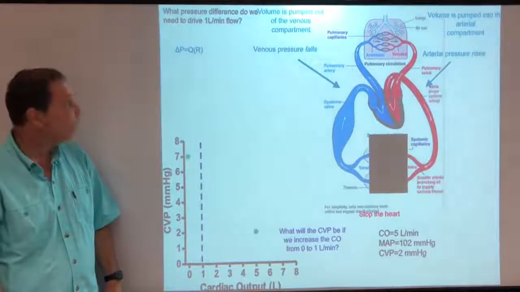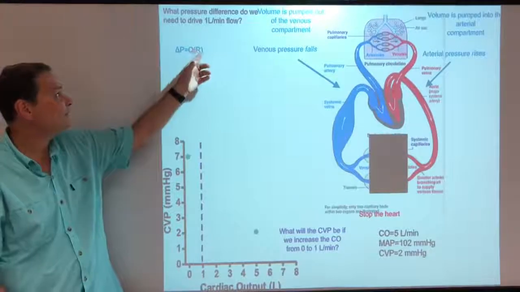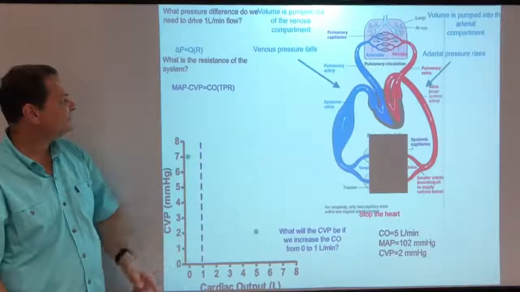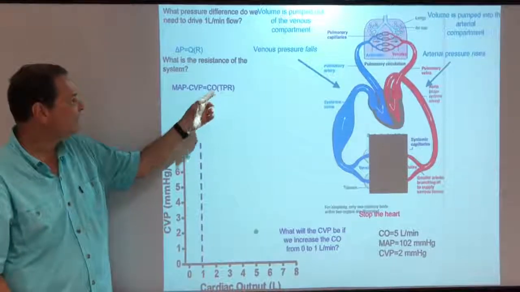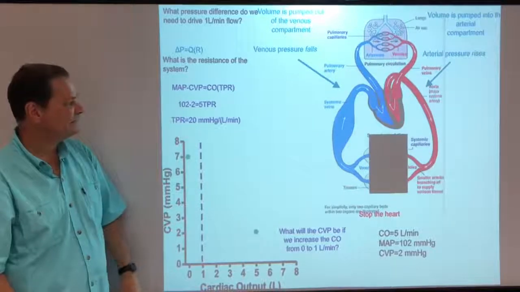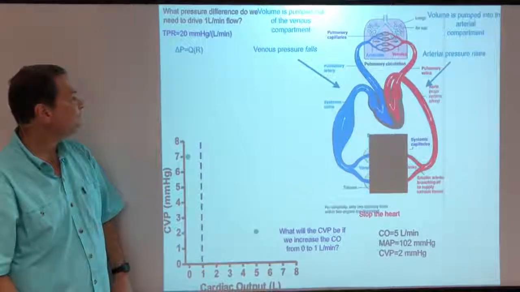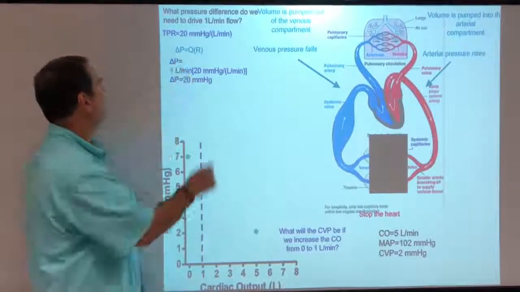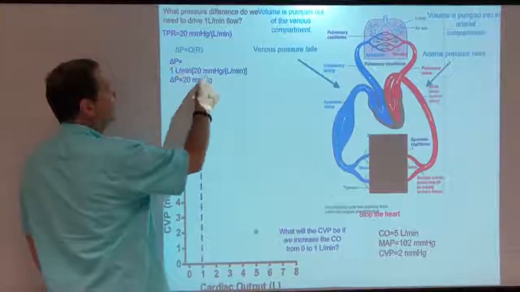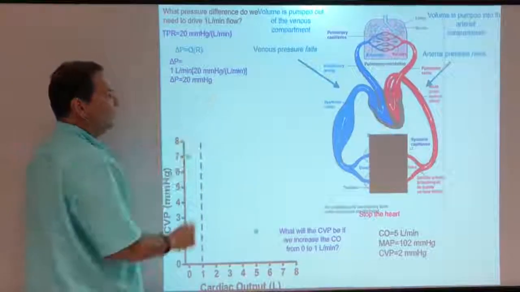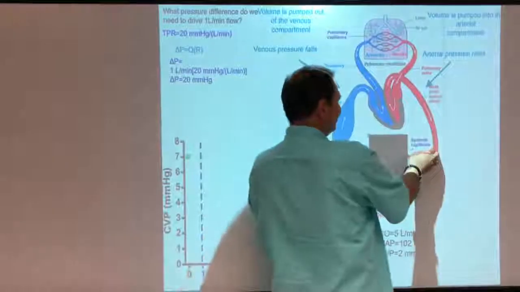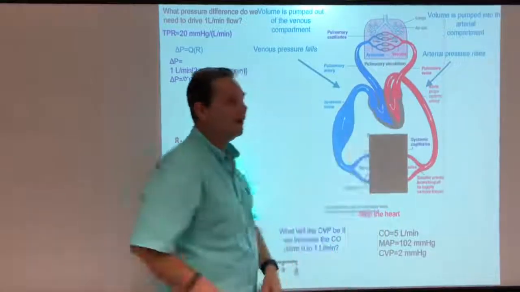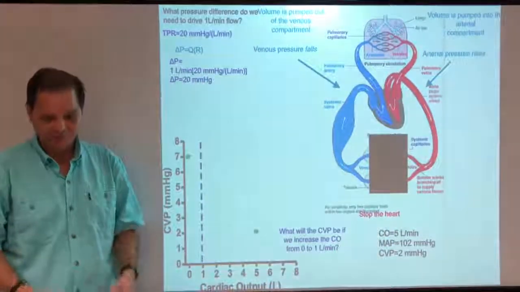Well, we go to our old friend Ohm's law. Delta P equals Q times R. So what's the resistance of the system? 102 minus 2 divided by 5 gives you 20. So that was the resistance before I stopped the heart. We're going to assume that doesn't change, and we're going to set our cardiac output to 1. Delta P is equal to cardiac output times total peripheral resistance. It's equal to 20. So when the delta P across the system is 20, the flow through the system will equal the flow through the heart, which means 1 liter per minute in this case.